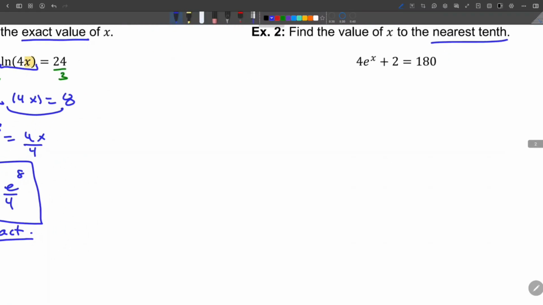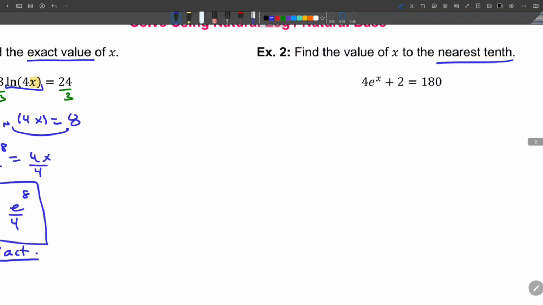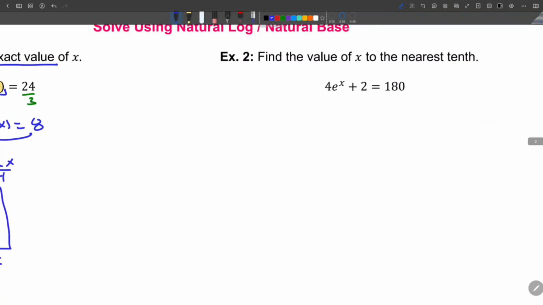Let's take a look at, yeah, we'll do this one. We'll do 2. So we're solving, and this is an exponential because we see it's e raised to the power of x, which means we have to get that x all by itself and everything else to the other side. We're starting with reverse order of operations. So we need to move the 2 over. And we've got 4 times e to the x is equal to 178. At that point, we want to move the 4 over. We want to divide both sides by 4.